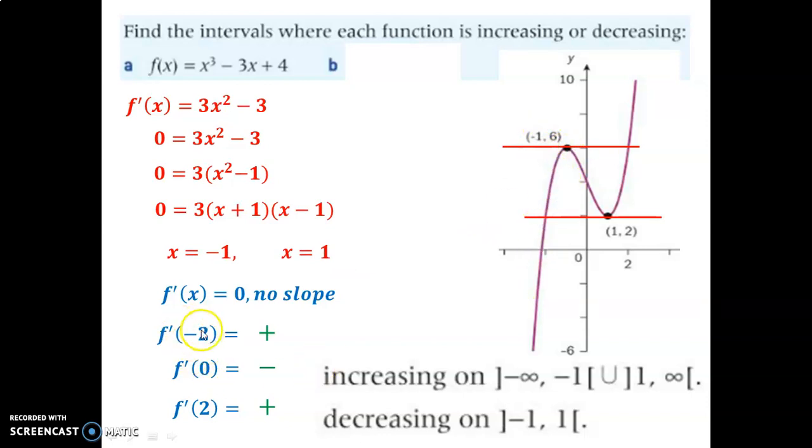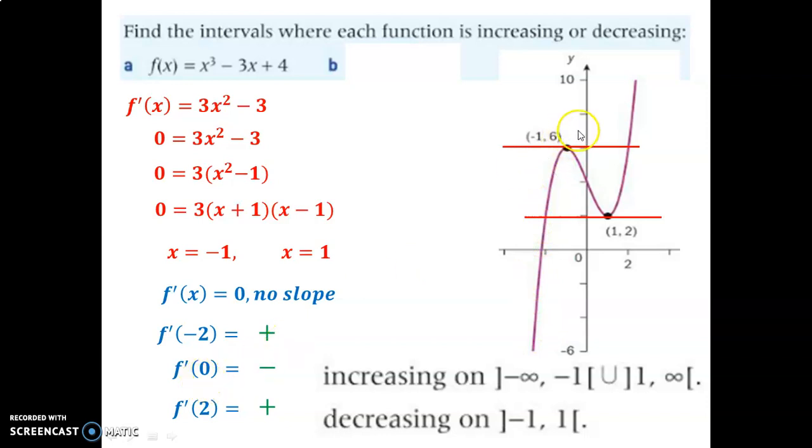It doesn't matter what value we put in there. We could have put negative 2, negative 3, negative 4, negative 5, negative 1 million. It doesn't matter what value, because any value before this point here where there's no slope would produce a positive value and tell us that the graph is increasing there.